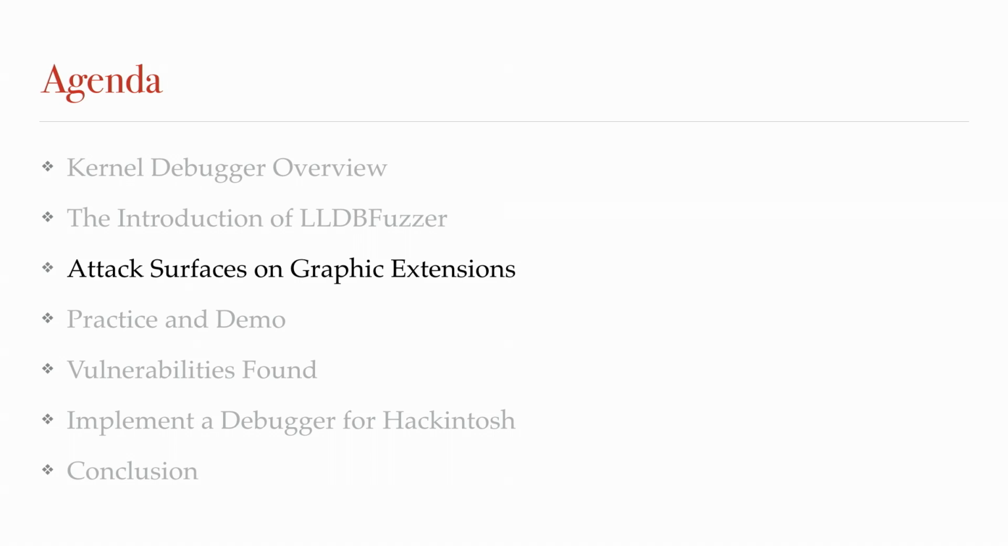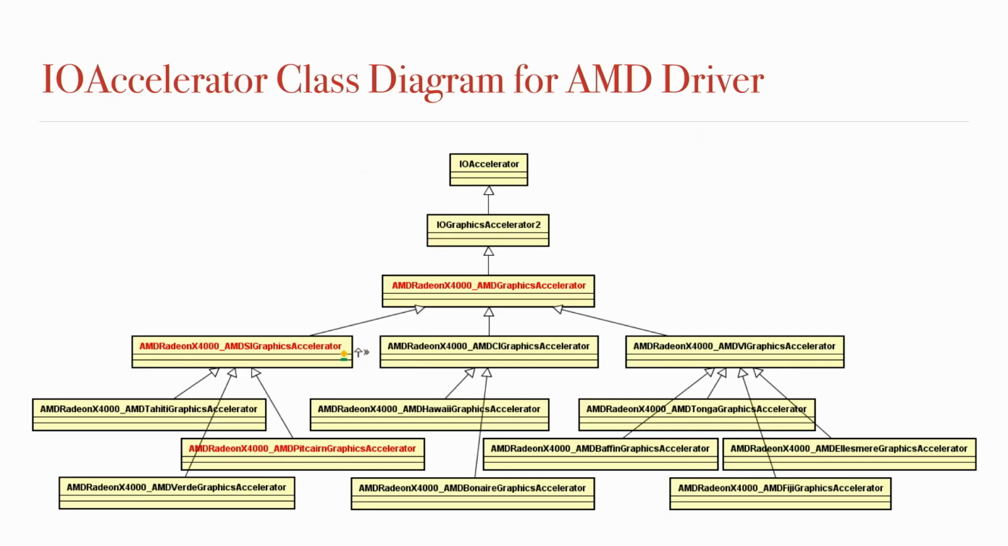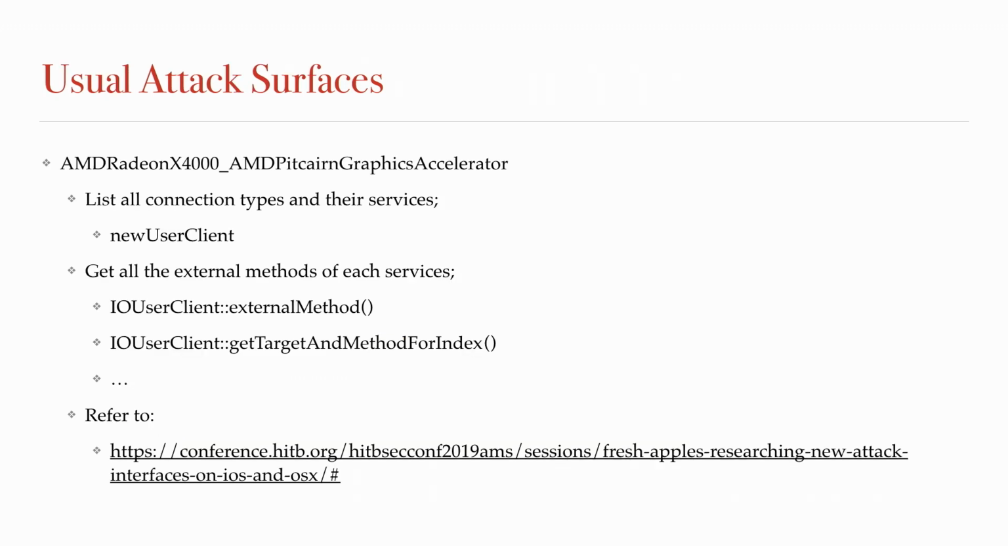I will introduce some attack surfaces on Apple graphic kernel extensions. Graphic extensions contain AMD series and Intel series. For each series, there are also many different extensions adapted for different models. This is our accelerator class diagram with the AMD Radeon X4000 extension. We can see that there are many different kinds of implementation even in one driver. And the red ones are the real implementation classes working in my Mac Pro.